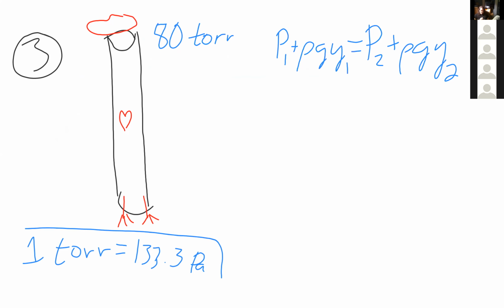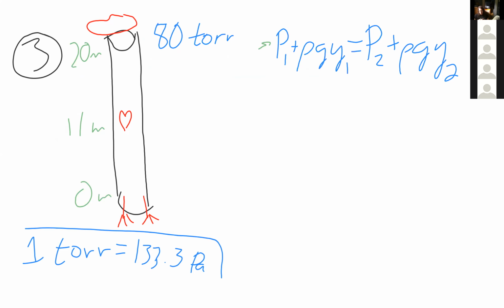So in this problem, we have different heights given. My head is at a height of 20 meters, and my heart is at 11 meters, and the feet, of course, at the ground will be at 0 meters. And we have the pressure in the head, and I think we just need to find the pressure in the other two. Yeah. So it's 2 parts. We'll just do 2 calculations with this equation.